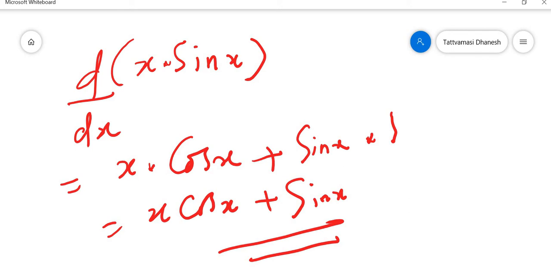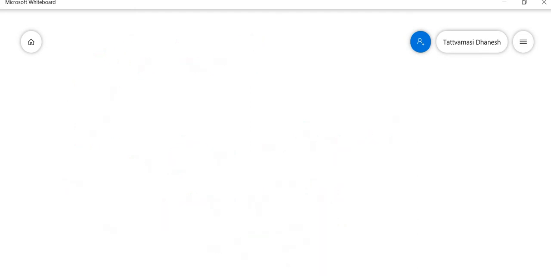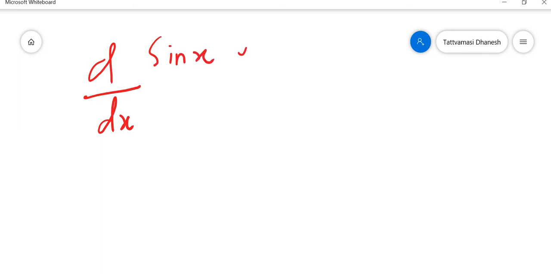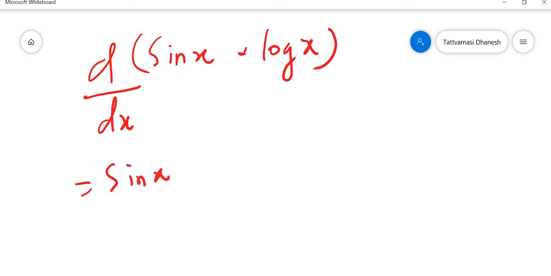Now one more example I can show you so that you will get more clarity on this. The next example is d by dx of sin x into log x. This is the product. So first function, that is sin x into derivative of the second.